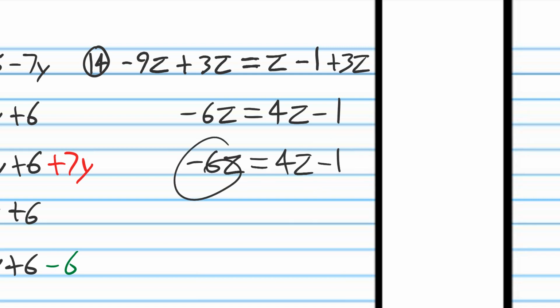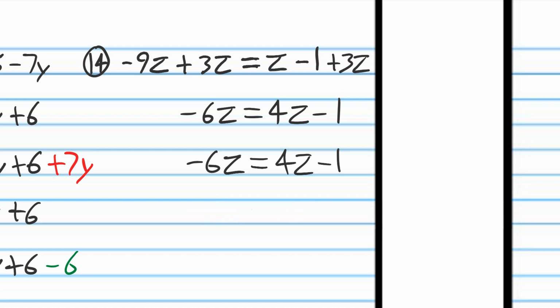But if we do that, everything is going to be on the right side. So then we're going to have to add 1 to both sides. So we're going to have to do 2 steps. But if we subtract 4z from both sides to get a negative on the other side, then we only have to do 1 step. So this is a case where it's actually better to just get a negative coefficient. So you'll see what I mean.